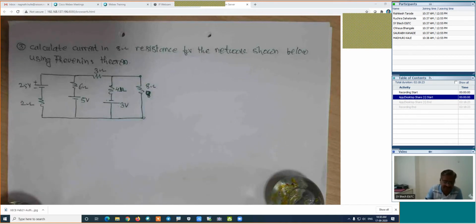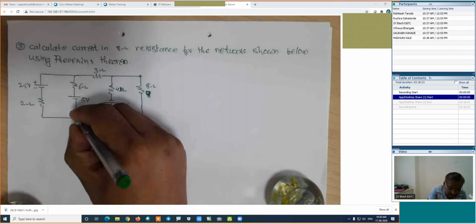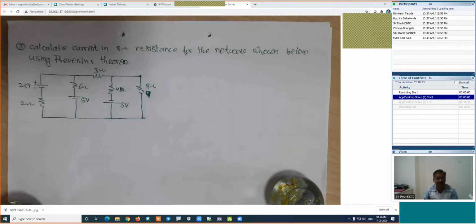So here, I will start today's discussion with problem number 3. Now, what is the statement? Calculate current in the 8 ohm resistance for the network shown below using Thevenin theorem. We want to calculate current in the 8 ohm resistance using the Thevenin theorem.